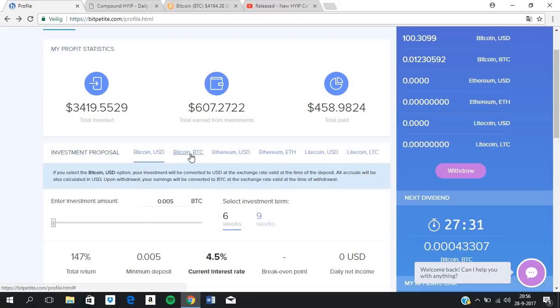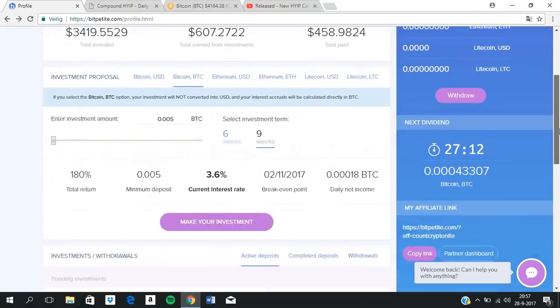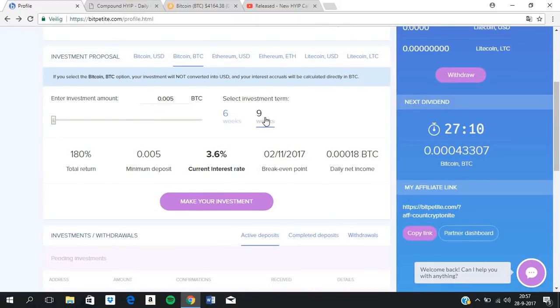If you choose this option, then it's better if the Bitcoin rises. And at this moment, I think the Bitcoin will rise. So that's one of the biggest mistakes I've made. Also, like I said, if you are willing to take the gamble, and if you think that Bitpetite will survive for 9 weeks, I would say choose this one, the 9 weeks program. Well, that's it for today.